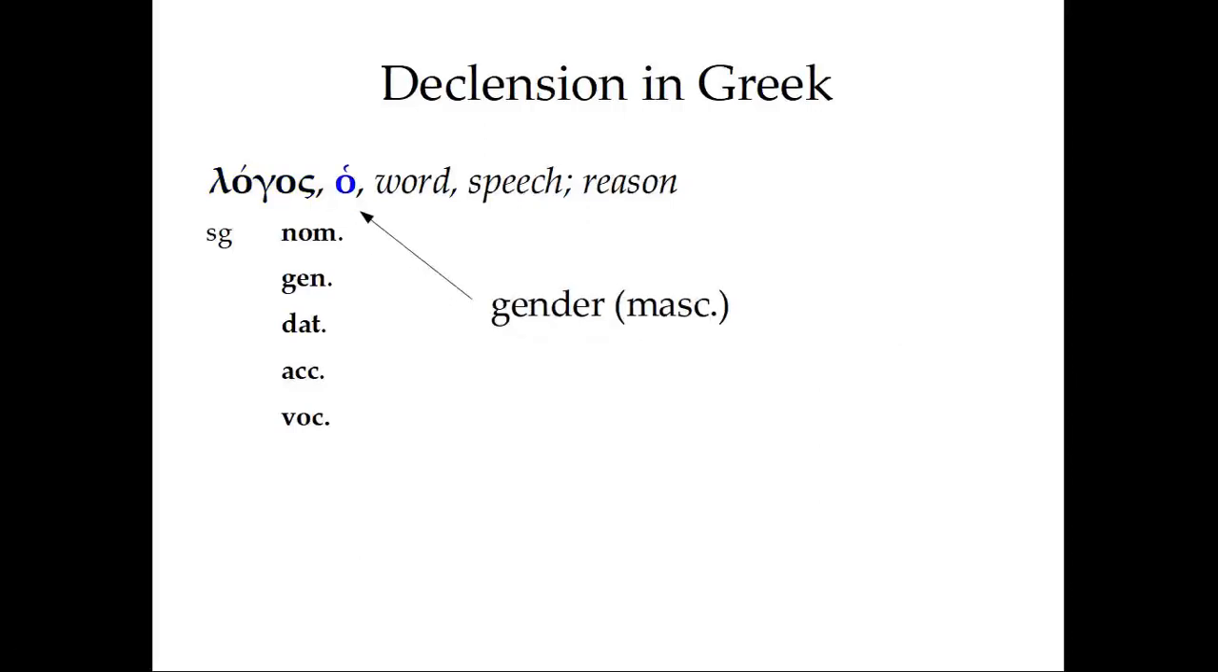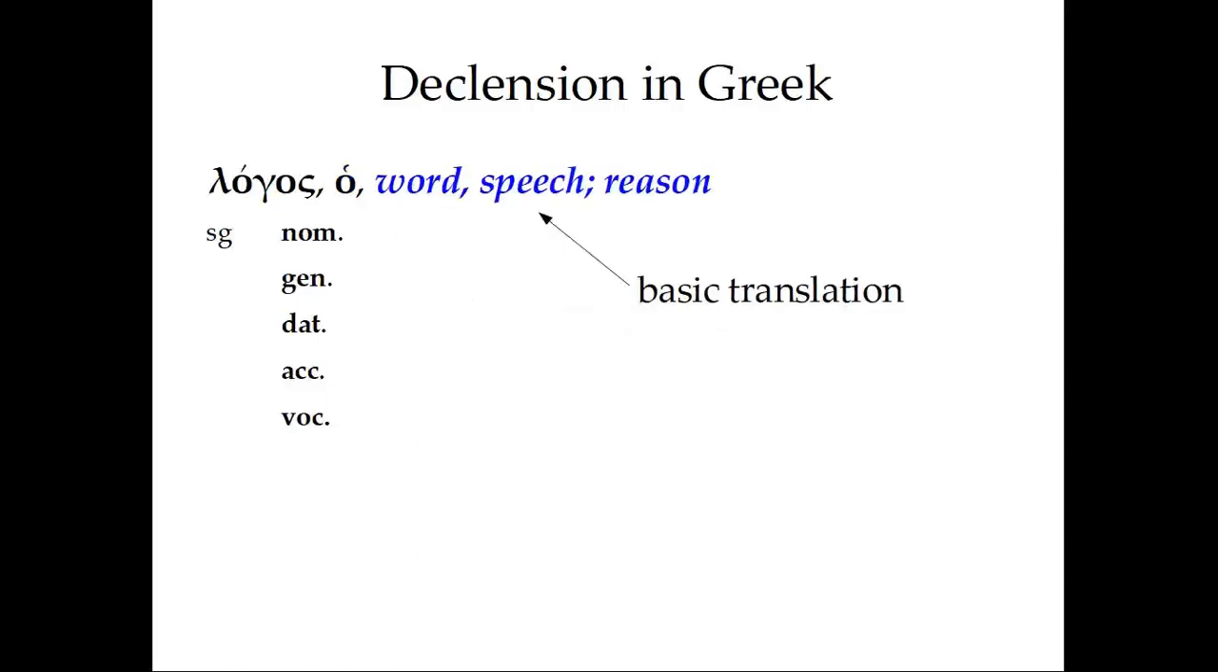This right here tells us the gender of the noun. This isn't the word for masculine in Greek. It's actually a form of the definite article, basically the word for the. And we'll talk about that a little bit later in this presentation. But this tells us that the word we're looking at is masculine. And this, of course, here is a basic translation. Quite a lot of variety here. Word, speech, reason. This is an important word, both theologically and otherwise, and it has a pretty wide range of meanings.